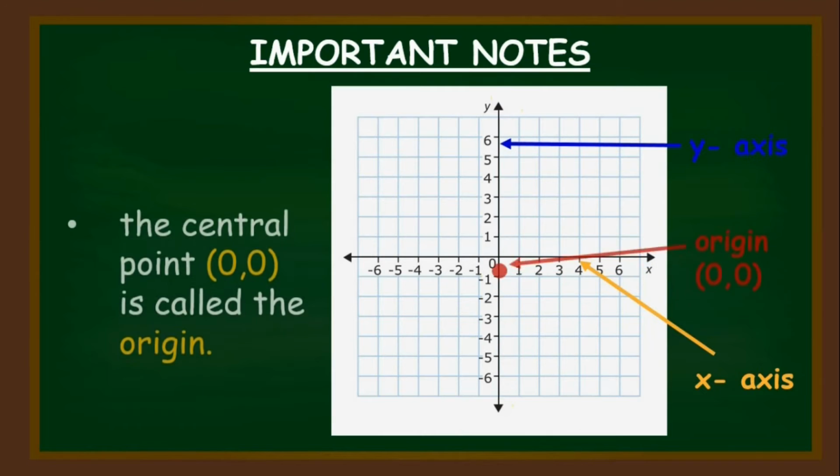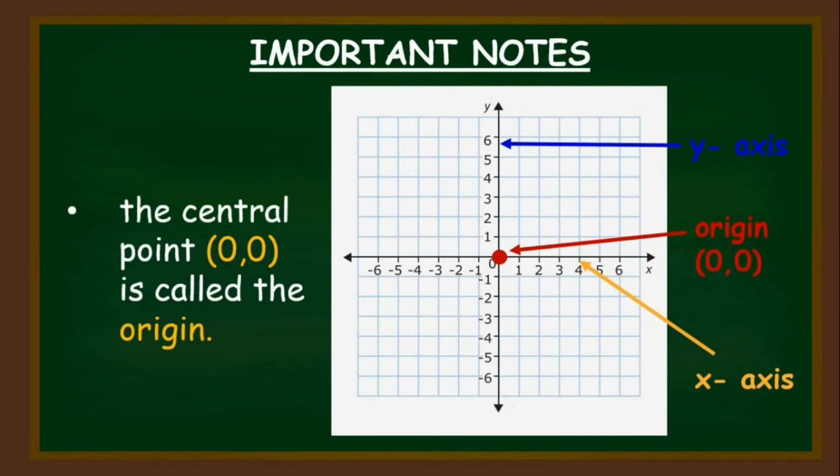And next part or element of a Cartesian plane is the origin. So this is the central point of the Cartesian plane, and its coordinates is 0, 0. So the value of x is 0, and the value of y is also 0. So you have to remember that the coordinates of the origin is 0, 0.